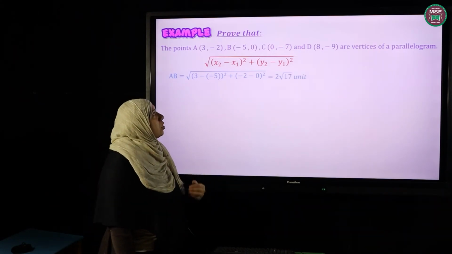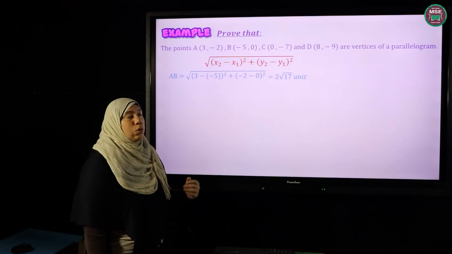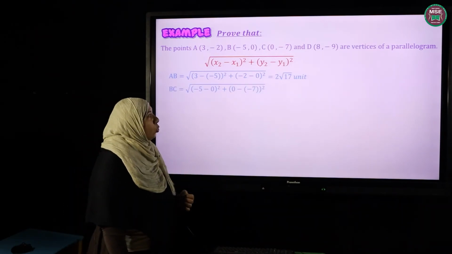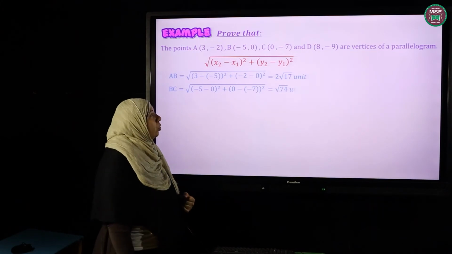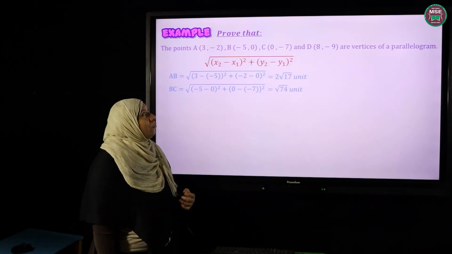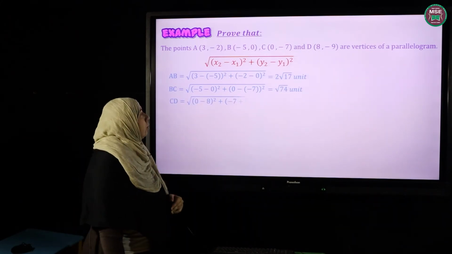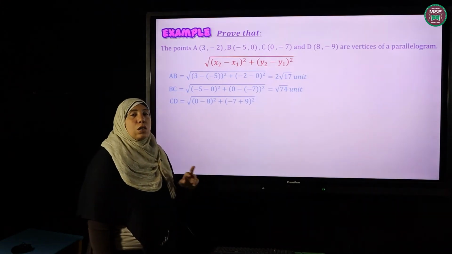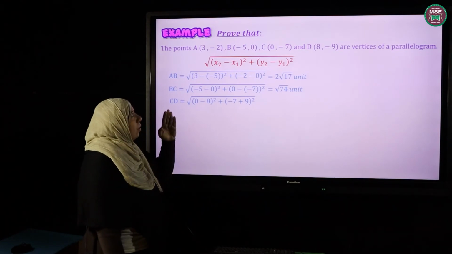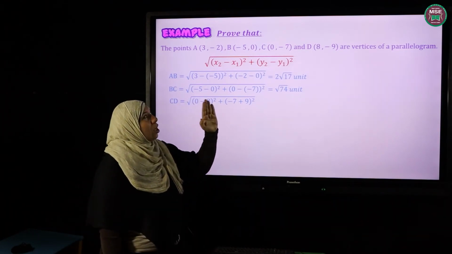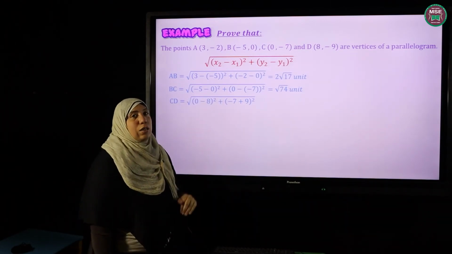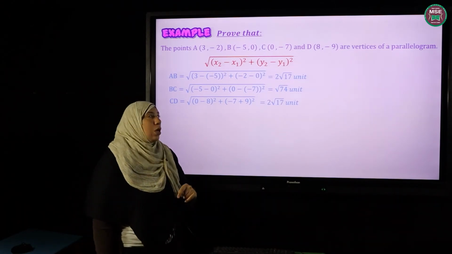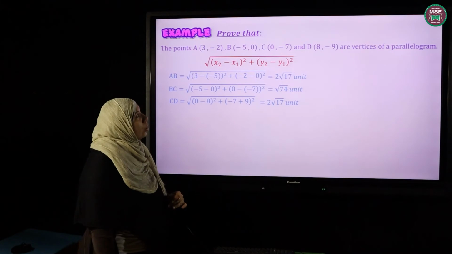AB is x minus x power 2 plus y minus y power 2, 2 square root 17. BC: negative 5 minus 0 power 2 plus 0 minus negative 7 power 2 equals square root 74. CD: every two consecutive letters are a side. So AB is a side, BC a side, CD a side, and DA a side. 0 minus 8 all power 2 plus negative 7 plus 9 all power 2, 2 square root 17.